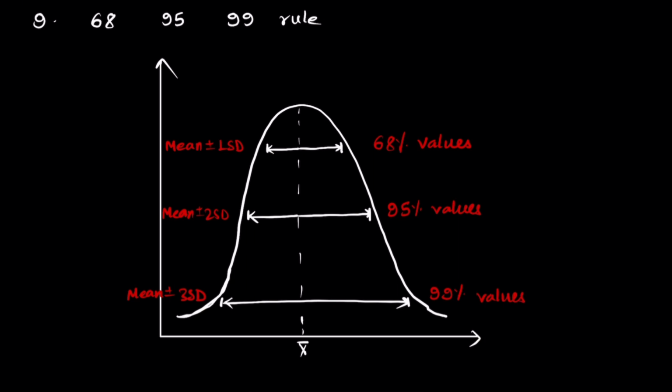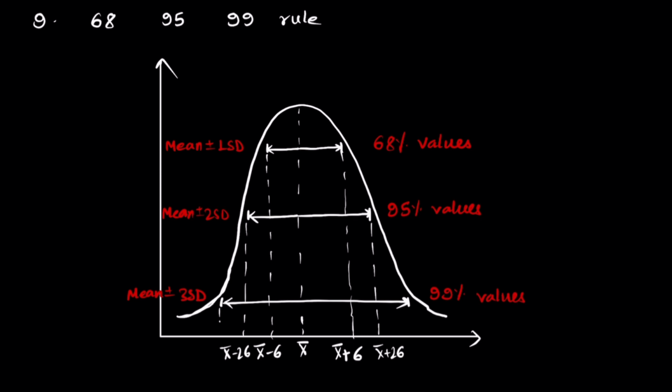So let me complete the diagram by drawing perpendicular lines from each of the standard deviations. Okay, so what is this? This is mean plus 1 standard deviation, mean minus 1 standard deviation. This is mean plus 2 standard deviation, this is mean minus 2 standard deviation. This is mean plus 3 standard deviation and this is mean minus 3 standard deviation.